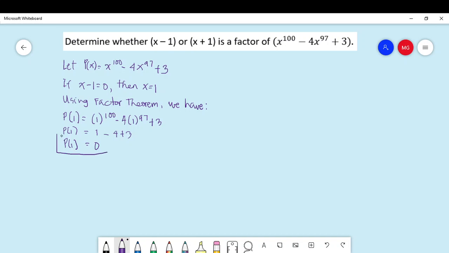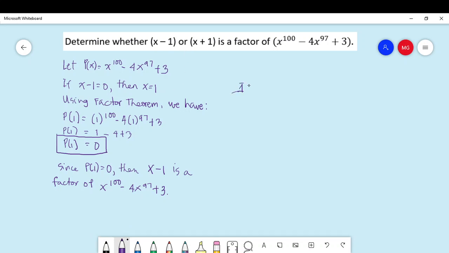So what is the remainder? It is 0. Since our p of 1 is equal to 0, then what can we conclude? X minus 1 is a factor of the polynomial x raised to 100 minus 4x raised to 97 plus 3.